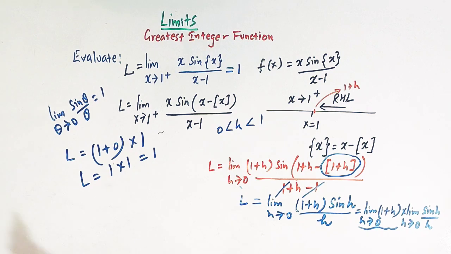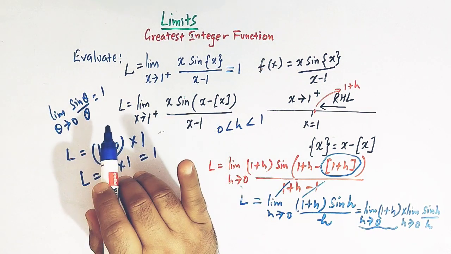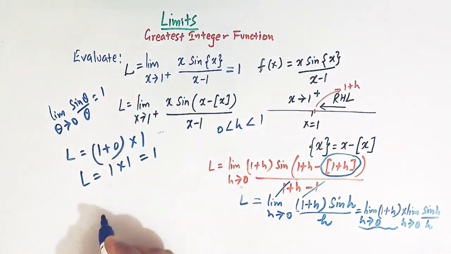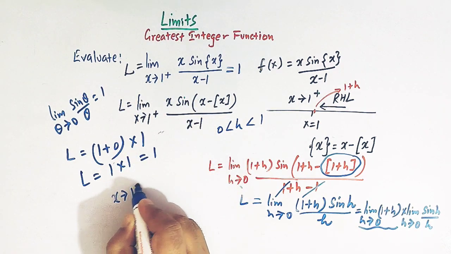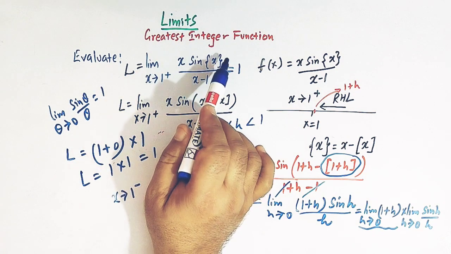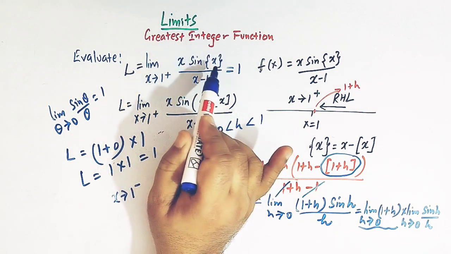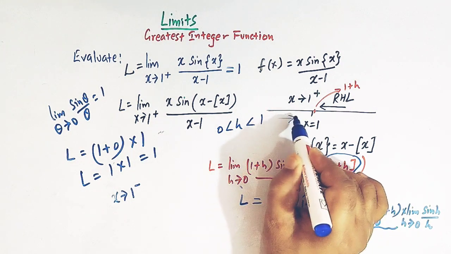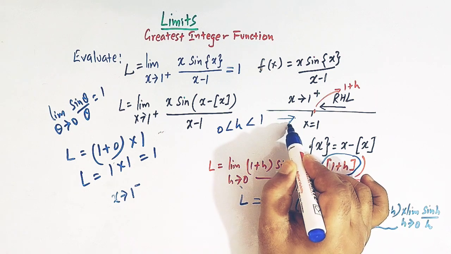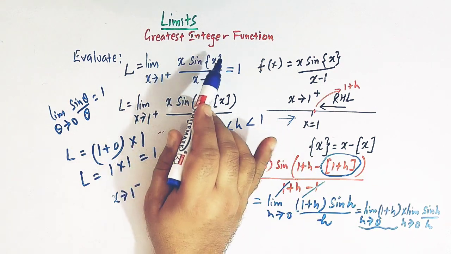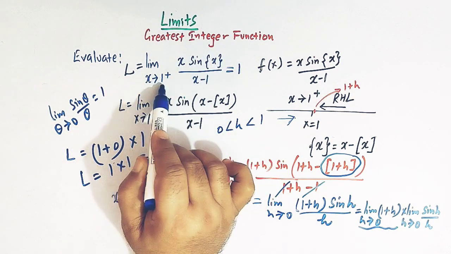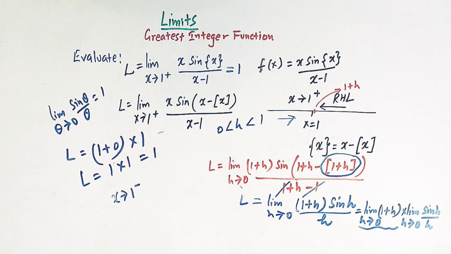Now viewers, it is very interesting to note what the limit will be when x tends to 1 minus. What would be the limit of this function when x approaches 1 from the left of x equal to 1? In other words, what would be the left hand limit of this function when x tends to 1? This is left as an exercise for you.